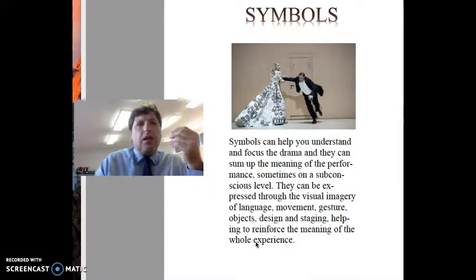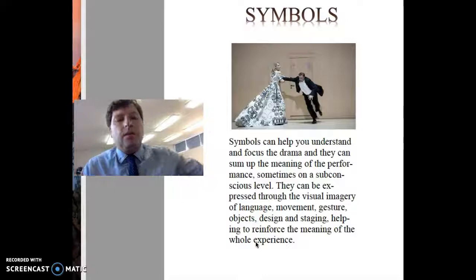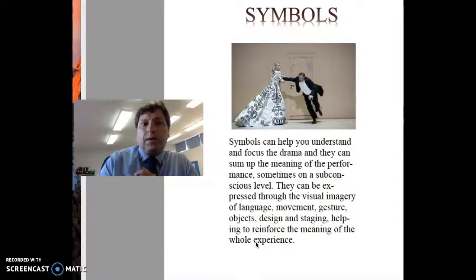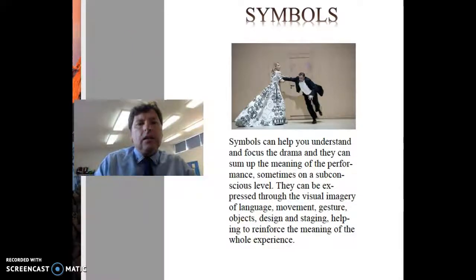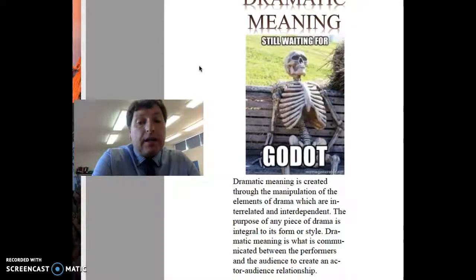People will see the symbol of a school uniform in a different way. You're definitely going to see the symbol of a school uniform in a different way to someone at Bathurst High School, for instance. So that sort of thing is really, really important. You know that you are working with a type of universality. And it all leads to two particular things. Dramatic meaning. Dramatic meaning is created through the manipulation of those elements of drama, which we talked about.